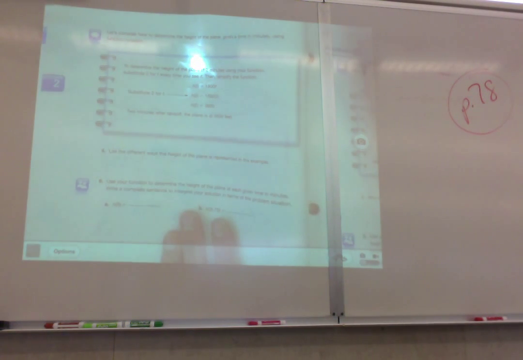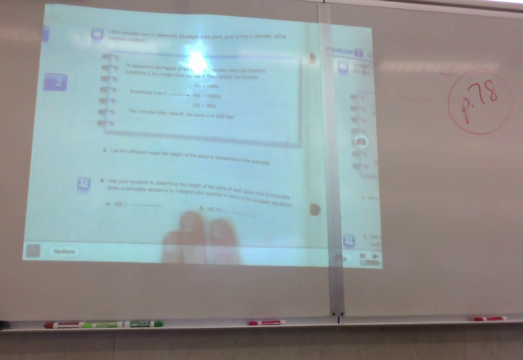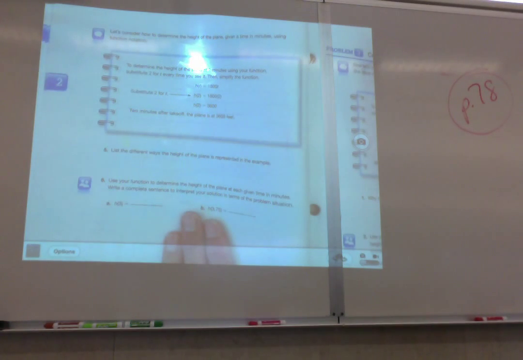Let's consider how to determine the height of a plane given a time in minutes using function notation. Determine the height of the plane at 2 minutes using your function. Substitute 2 for every time that you see. Then simplify the function.